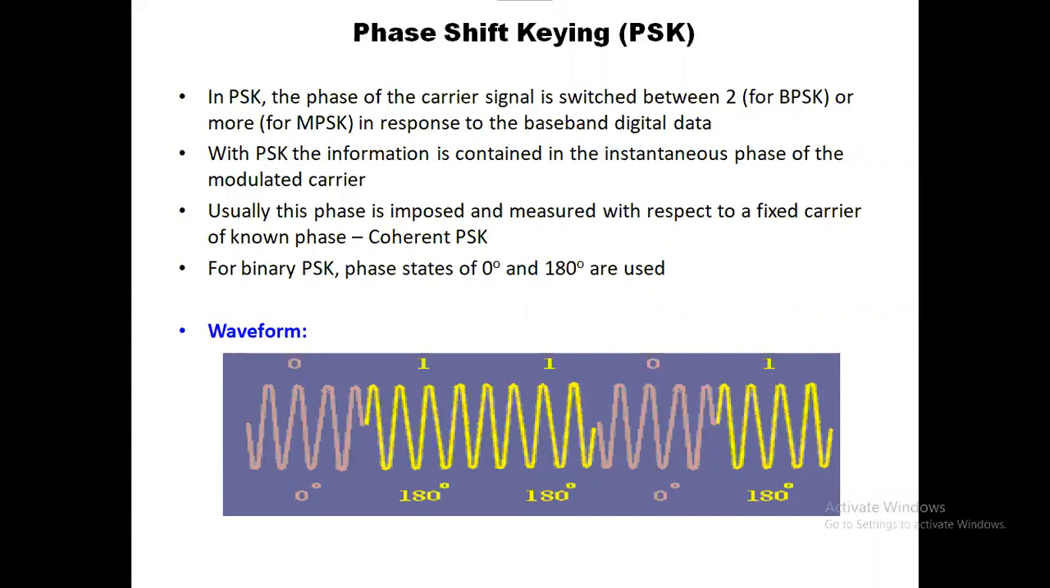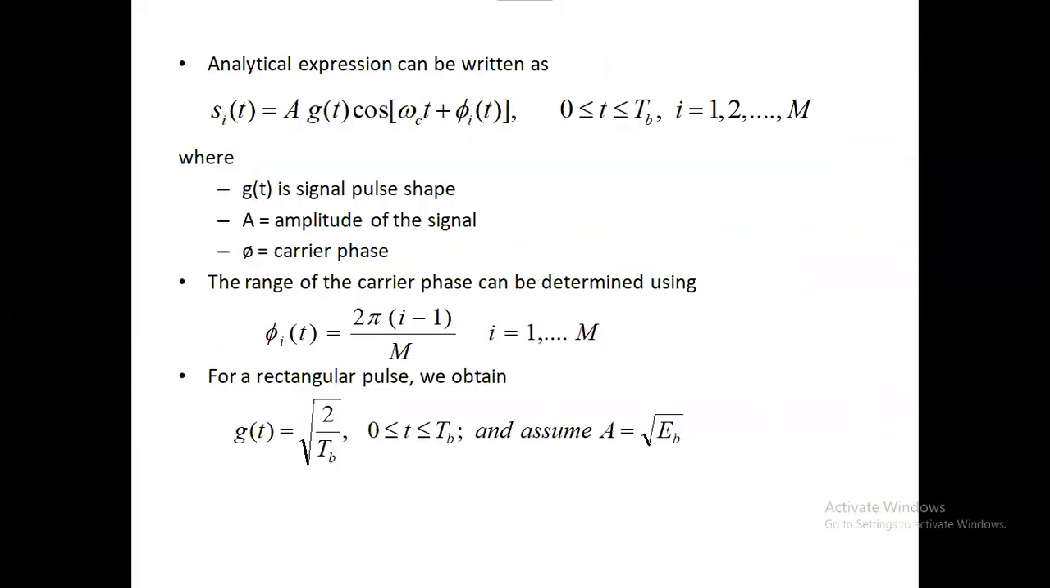So you can see the waveform that is in fact having an abrupt change at the start of every symbol. So that change is of 180 degrees in binary PSK. So the information is in the instantaneous phase of the carrier.